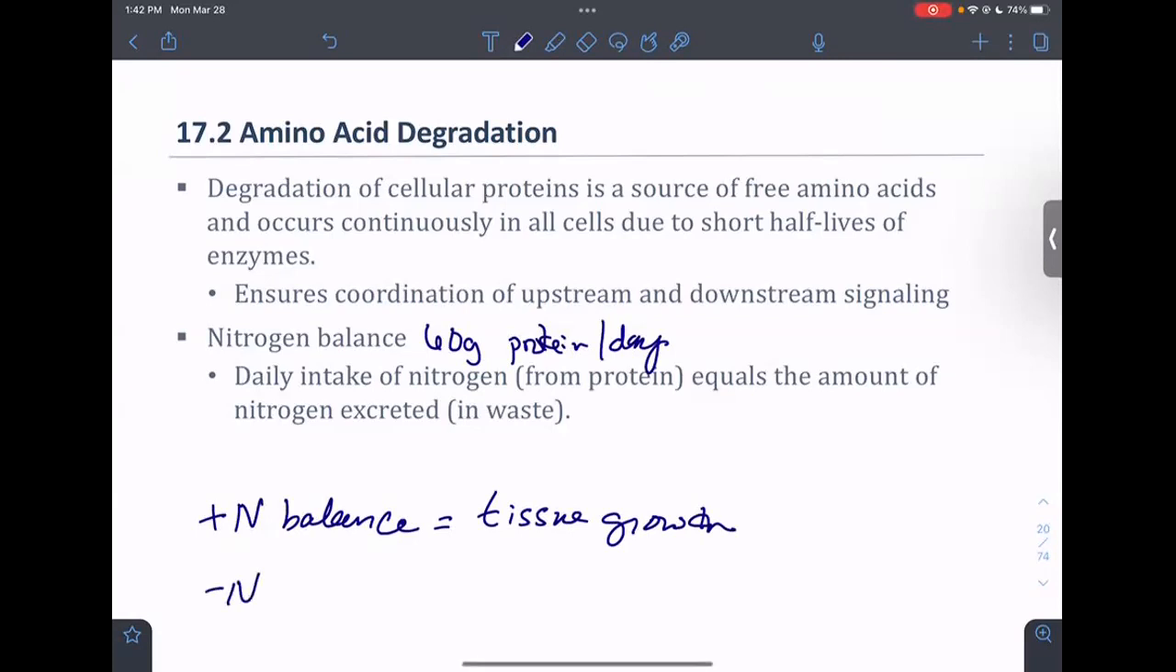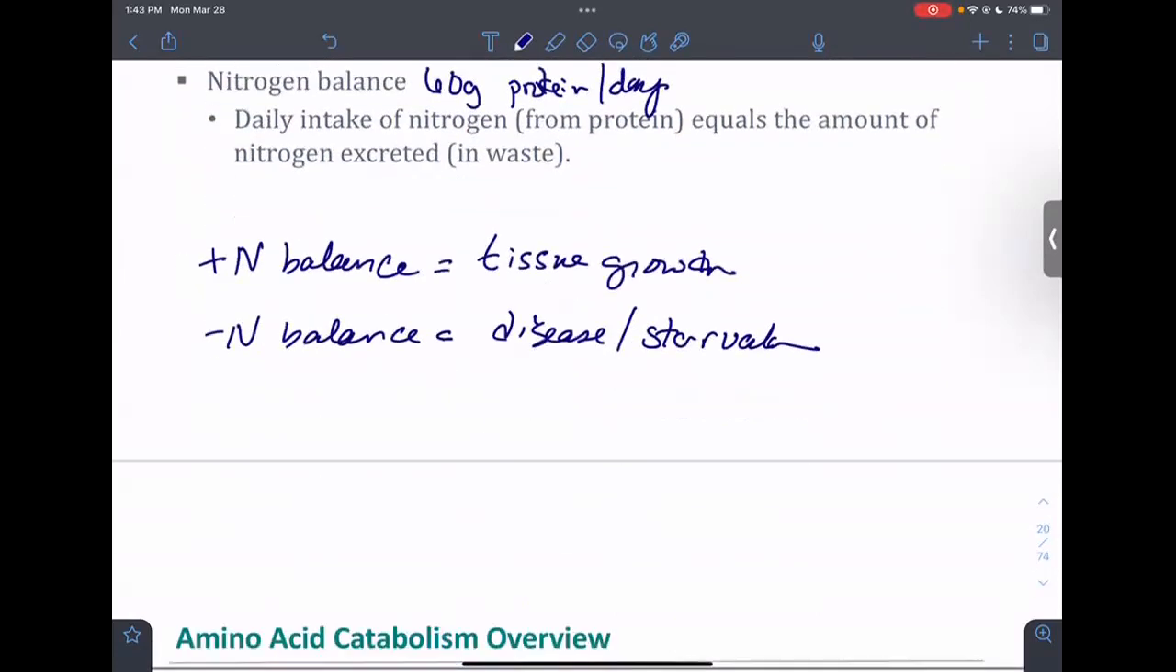And you can also have a negative nitrogen balance. A negative nitrogen balance is when you're in a disease state, like starvation, right? And then you don't have enough nitrogen. Either you're not consuming it or your body is missing the enzymes in order to metabolize it.